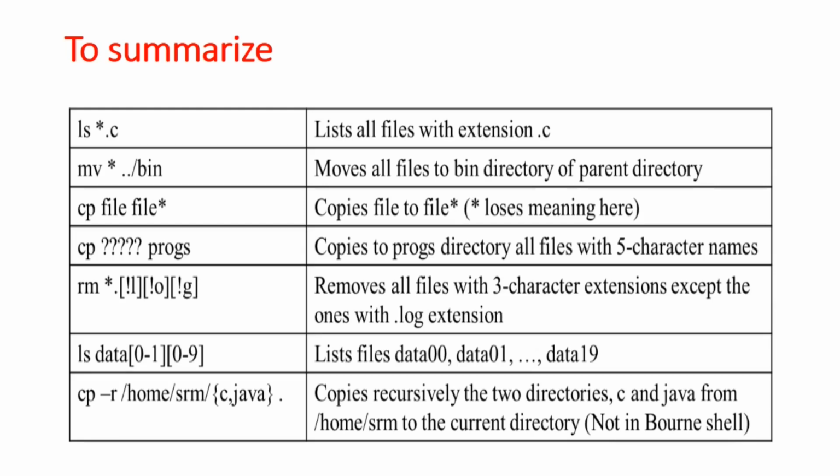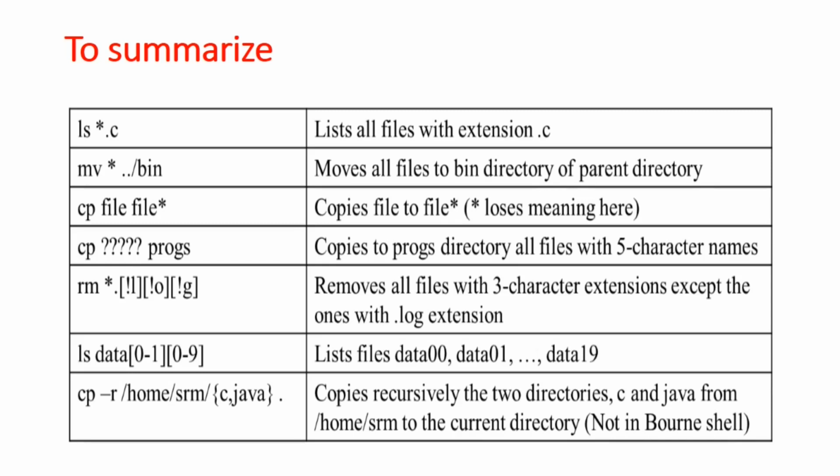Next command, ls data, the range 0 to 1, and the next class the range 0 to 9. So it lists files like data 00, data 01 and data 19. Here it takes one character from the first class and one character from the second class, like data 00, data 01, data 02, and data 19.